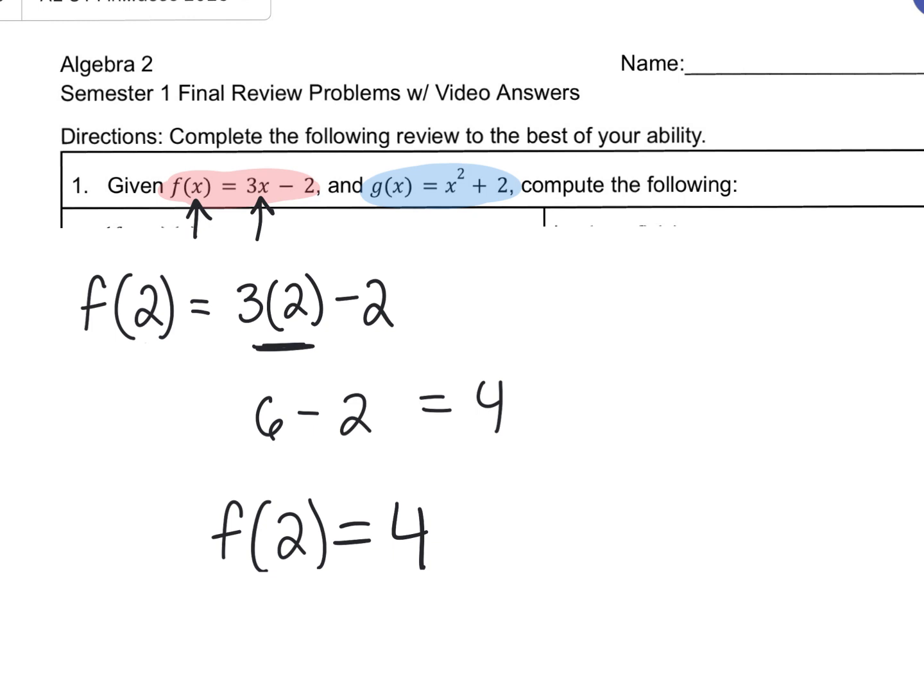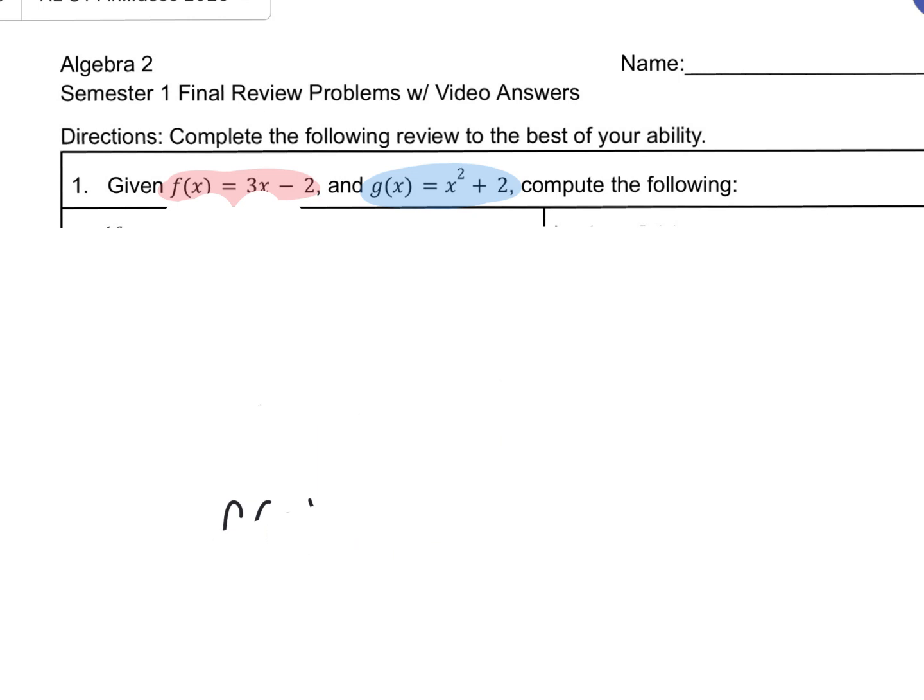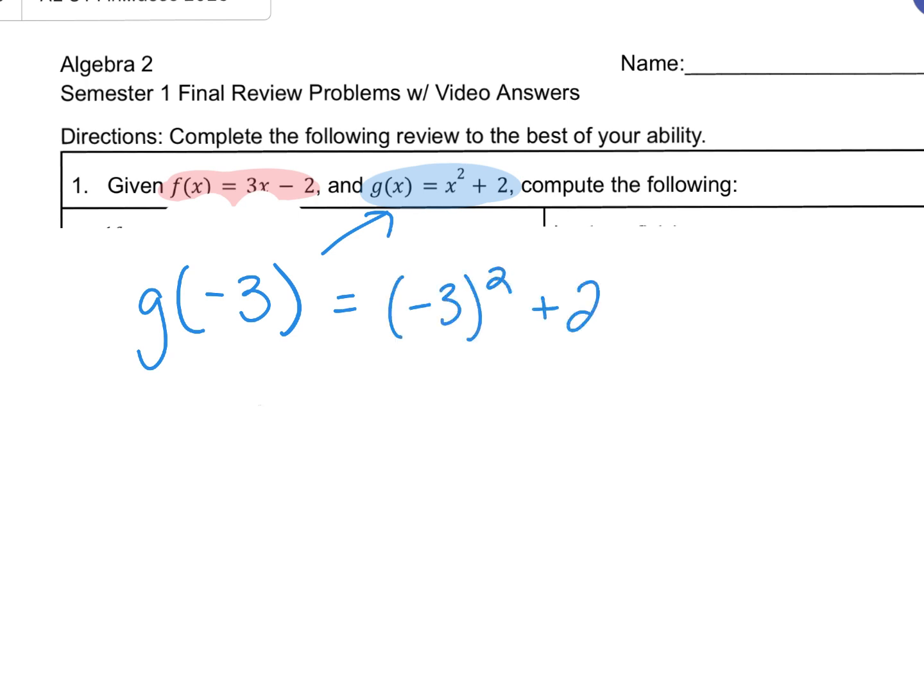Same thing for g, or for any function for that matter. So let's say I gave you a question like this one. Find g of -3. What would you do? Write it down. Again, we're using g this time. So I'm just going to plug that -3 in everywhere where I see an x in g. So -3 squared plus 2. We know we got to do the exponent first. -3 squared is a positive 9, plus 2 gives me 11.